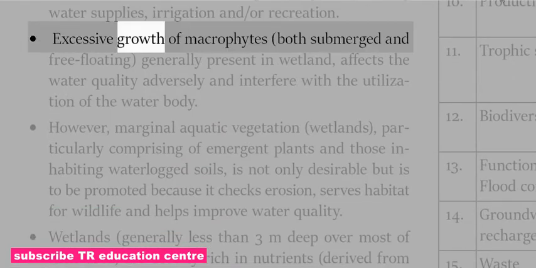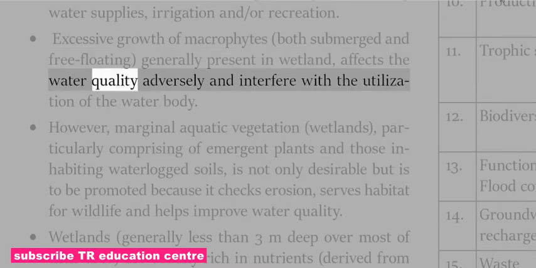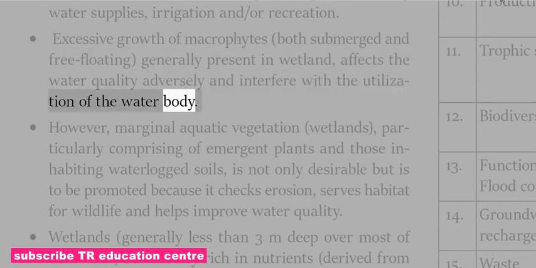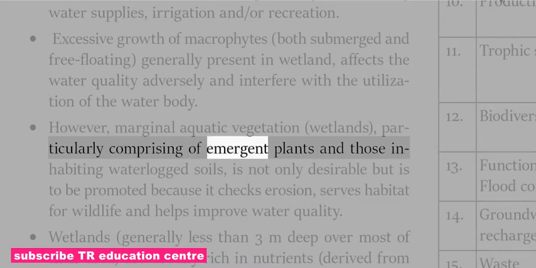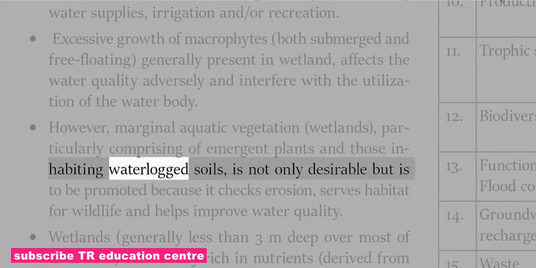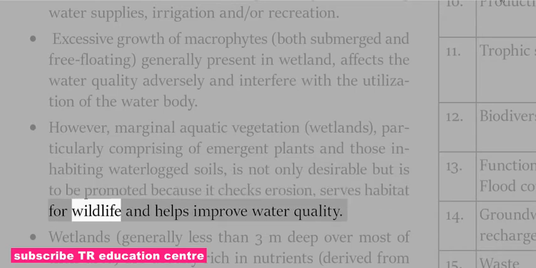Excessive growth of macrophytes, both submerged and free-floating, generally present in wetlands, affects the water quality adversely and interferes with the utilization of the water body. However, marginal aquatic vegetation in wetlands, particularly comprising emergent plants and those inhabiting waterlogged soils, is not only desirable but is to be promoted because it checks erosion, serves as habitat for wildlife and helps improve water quality.